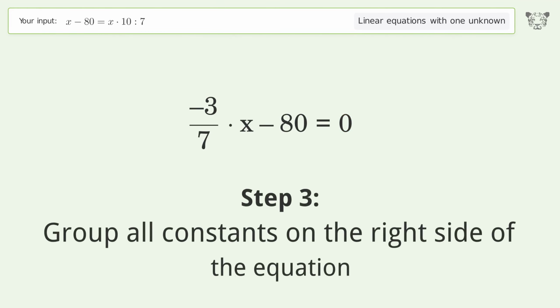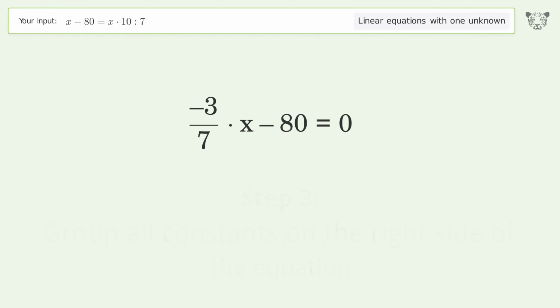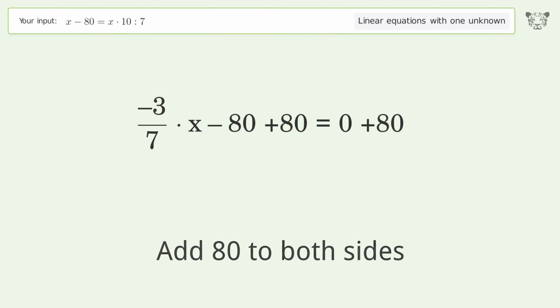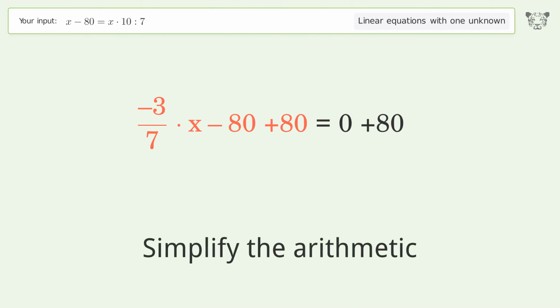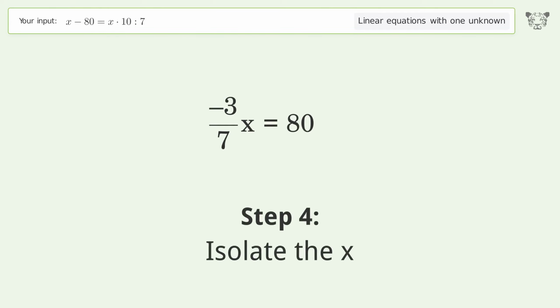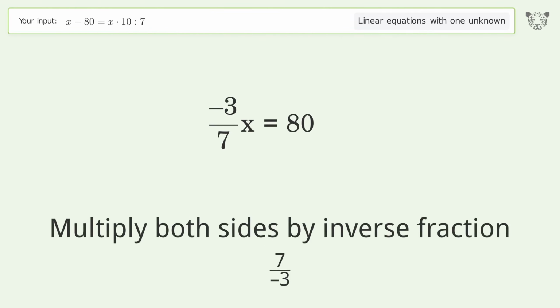Group all constants on the right side of the equation. Add 80 to both sides. Simplify the arithmetic. Isolate the x. Multiply both sides by inverse fraction 7 over negative 3.